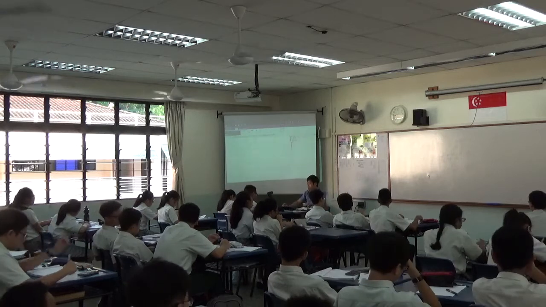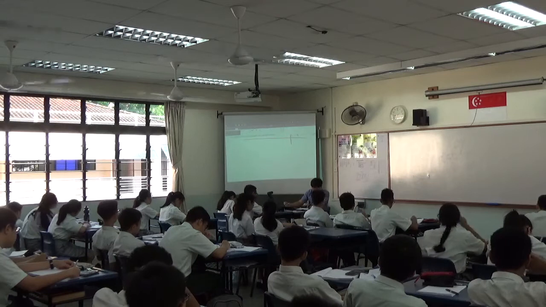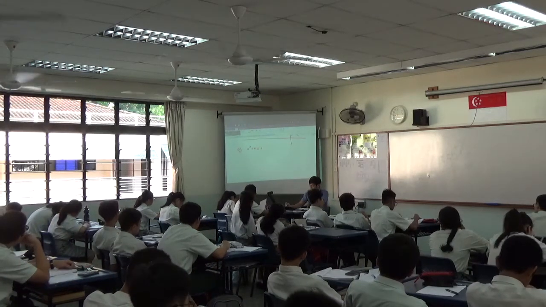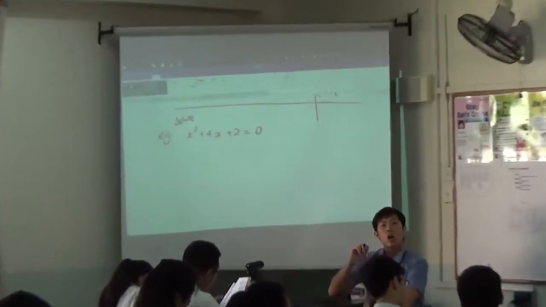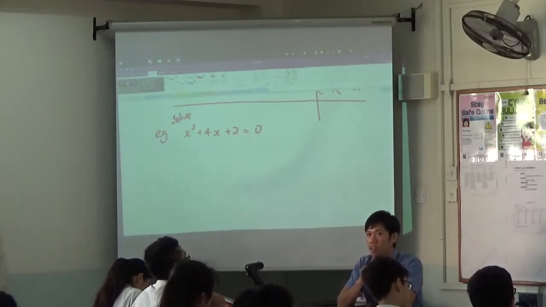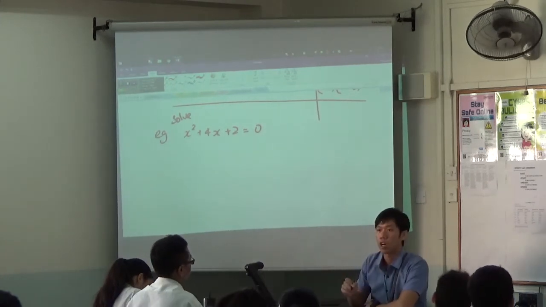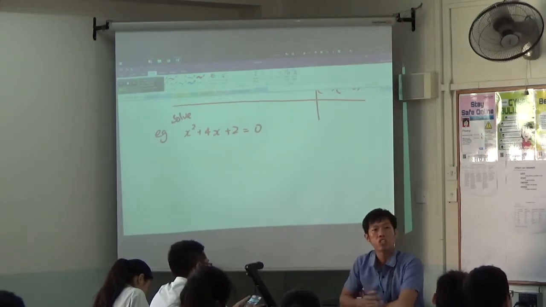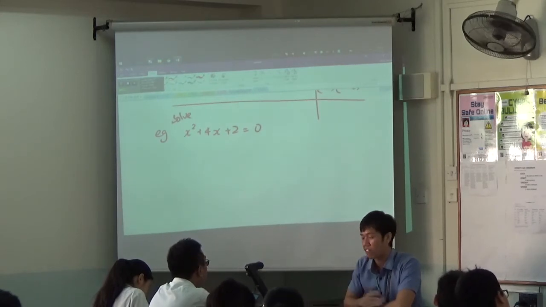Now, when you are given an equation, such as this, x squared plus 4x plus 2 equals to 0, and you're told to solve it, okay? How many methods have you learned now? Two. What are they? Factorization and completing the square. If I just tell you to solve, can you use either? Yes, you can use either or. Now, what is your preference? Factorization. Do you want to try and factorize this?